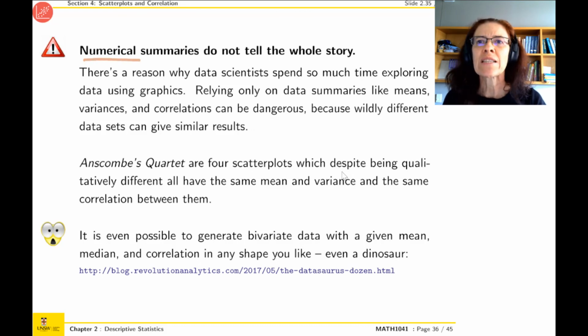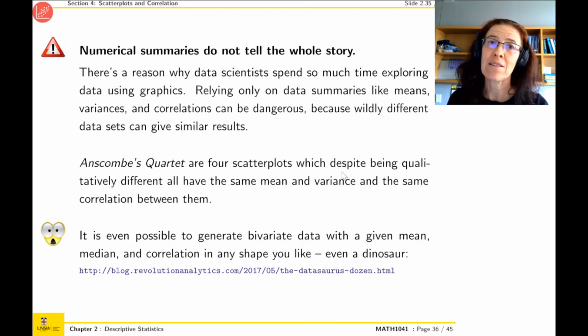The next warning is that you don't really expect that one number is going to summarize everything happening in a scatter plot, do you? Even if you use several numbers. So that's why we spend so much time exploring graphs. And in case you're not totally convinced, I'm going to show you an example of data sets where you have the same mean for X, the same mean for Y, the same standard deviation for X, the same standard deviation for Y, and the same correlation. So basically, all the numerical summaries are the same, but the scatter plots look totally different. Think of this as a warning against looking at the numbers only and not looking at the scatter plot.